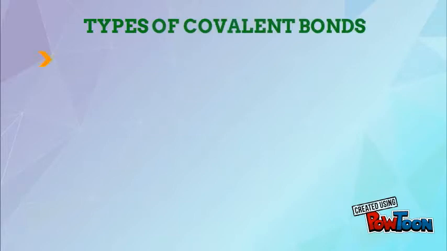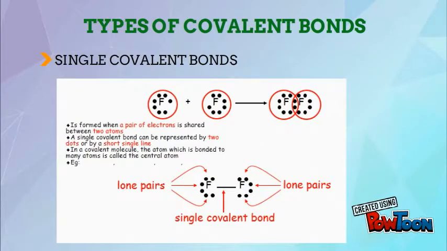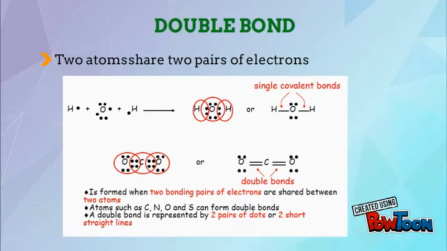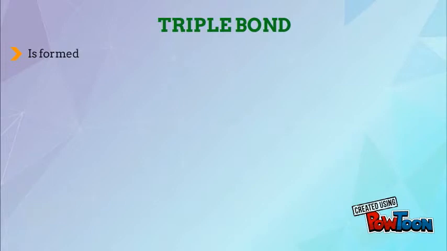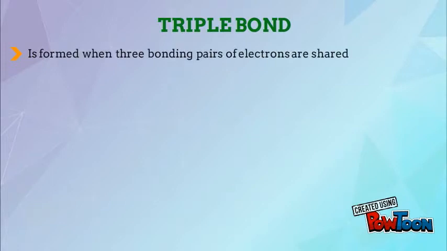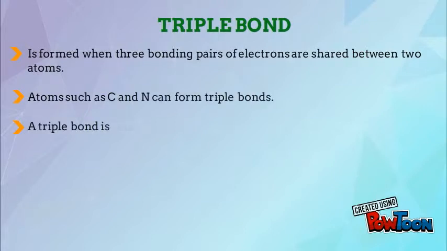Types of covalent bonds. Single covalent bonds. Double bond: two atoms share two pairs of electrons. A triple bond is formed when three bonding pairs of electrons are shared between two atoms. Atoms such as C and N can form triple bonds. A triple bond is represented by three pairs of dots or three short straight lines.